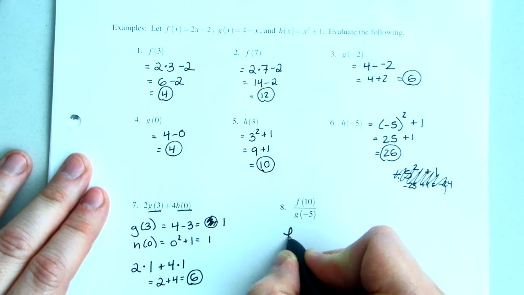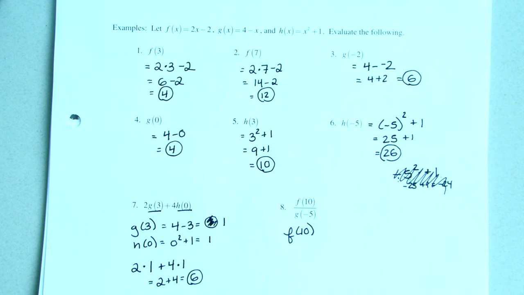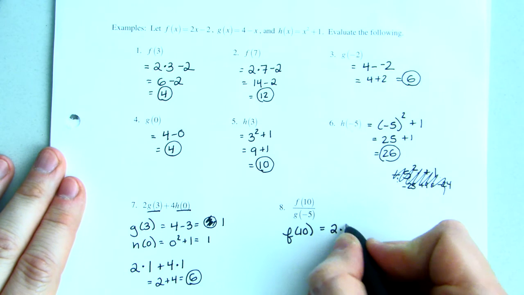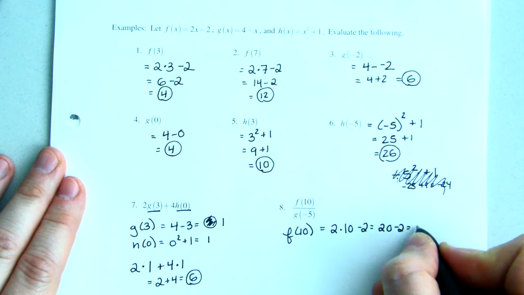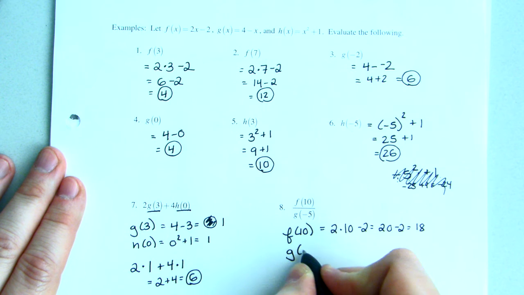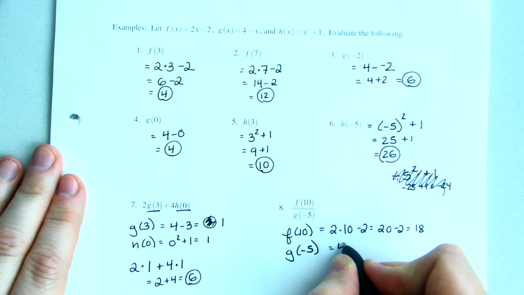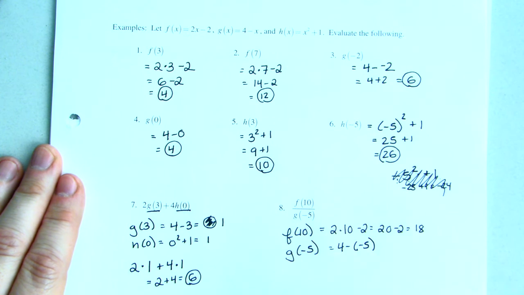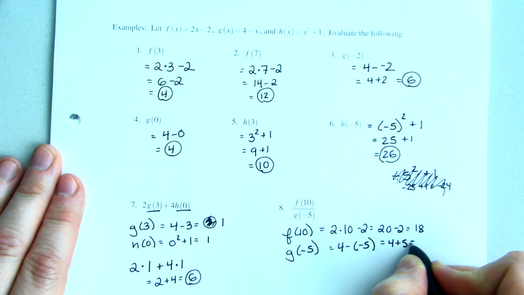Number 8, you're not going to try to do this all at once. You're going to go find f of 10. Actually, go do that right now. What is f of 10? 2 times 10 minus 2, that's 20 minus 2, that's 18. Go find g of negative 5. g of negative 5 is 4 minus negative 5. The double negatives will turn that into an addition problem, so 4 plus 5, I'm going to get 9.